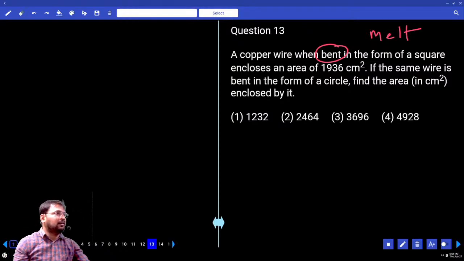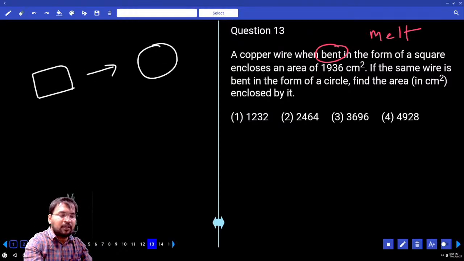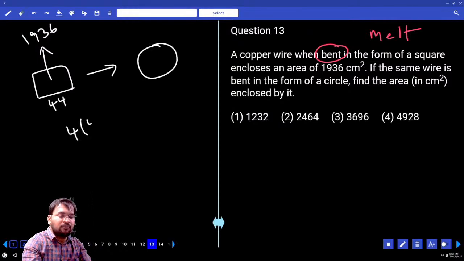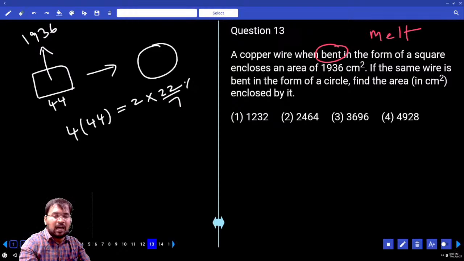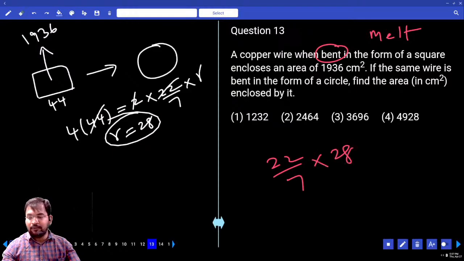Now perimeters are equal. Initially which shape? Square shape. After that which shape? Circle shape. The area given is 1936. Square area is a square, then side is 44. Perimeter is 4a, and this perimeter is 2 pi r. We have to find R. 44 gets cancelled. Then we need pi r square, so 22 by 7 into 28 into 28. 7 fours are 28, 2 2s are 4. It ends with 4, only one option.